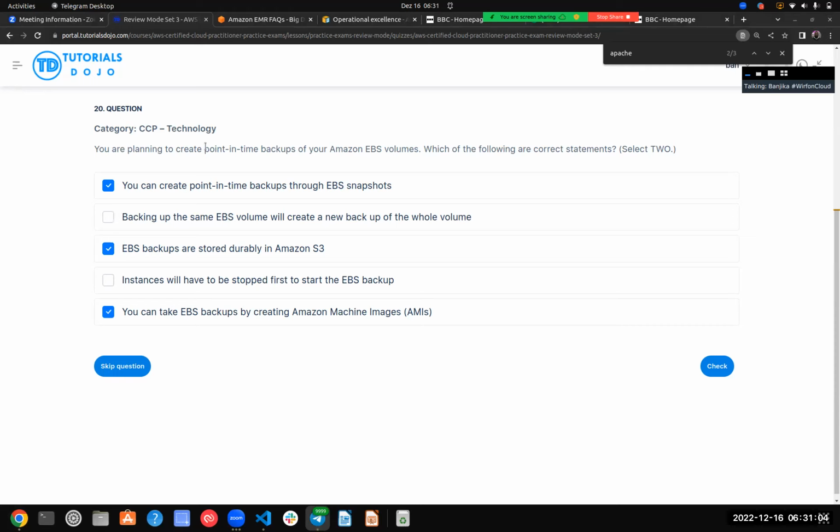Okay. Remember that you are doing point-in-time backups of your Amazon EBS volumes. So you are backing up your EBS volumes. What is an AMI used for? AMI is used for deploying EC2. Yes, it's used with EC2, but what kind of software will you find in an AMI? Operating system, right?